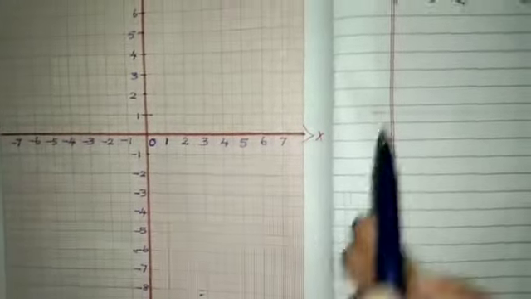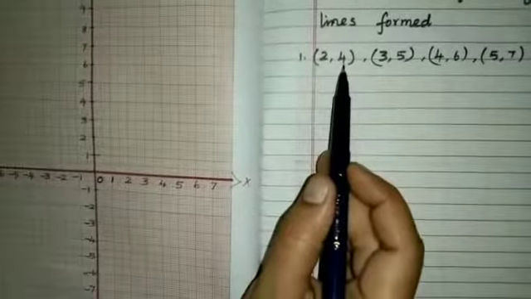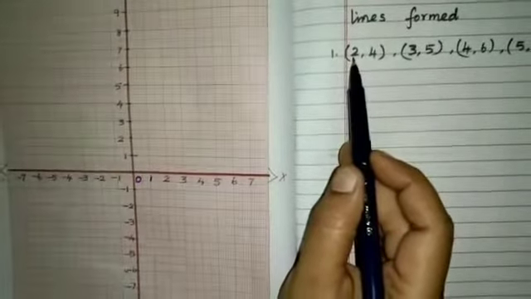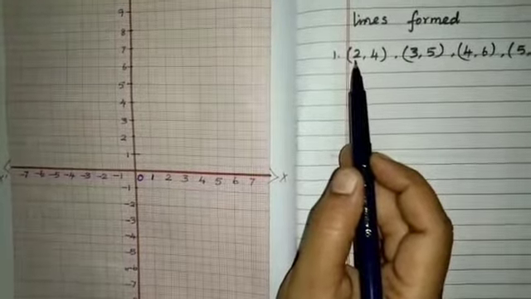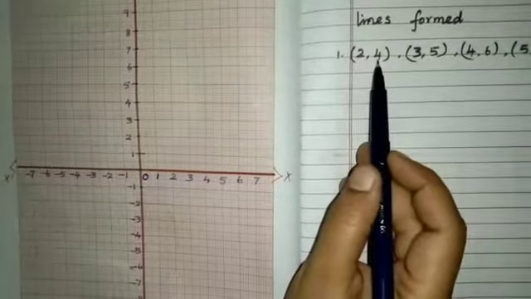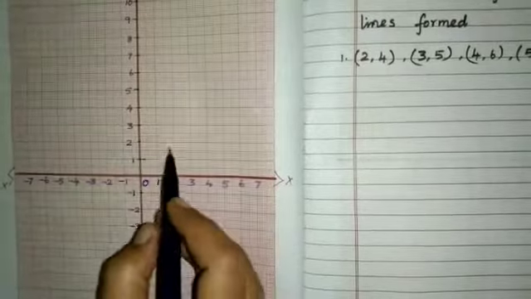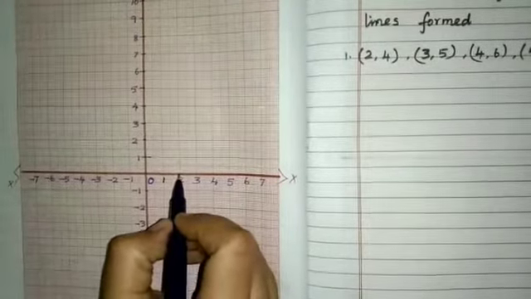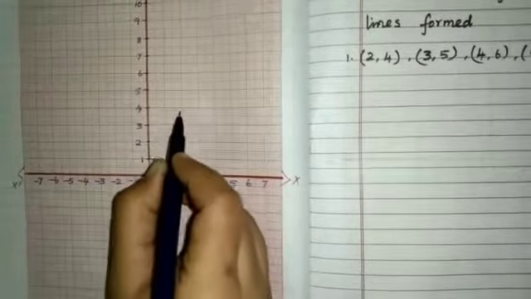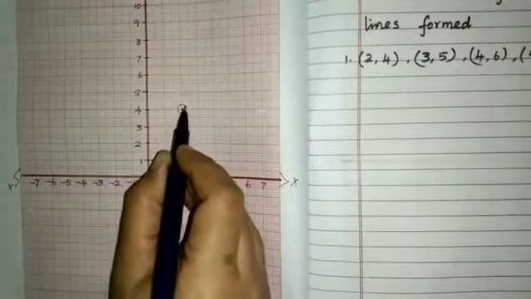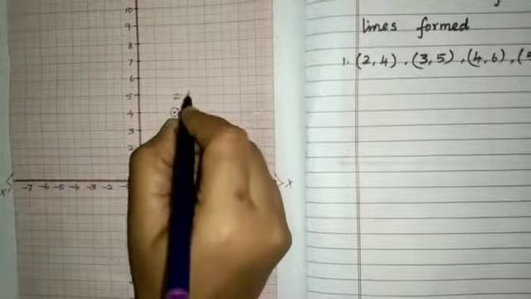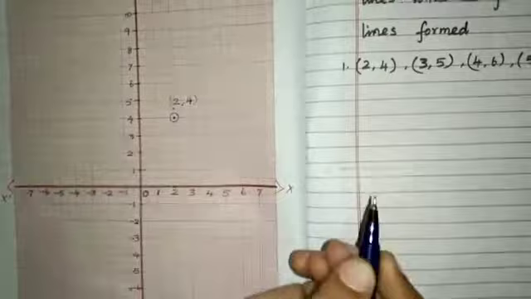Now plot the points. First one is (2, 4). Here 2 represents the x value. The x coordinate is known as the abscissa, the y coordinate is known as the ordinate. Here 2 is on the x-axis, 4 on the y-axis. So 2, then 1, 2, 3, 4. This point is known as (2, 4). Is it clear?